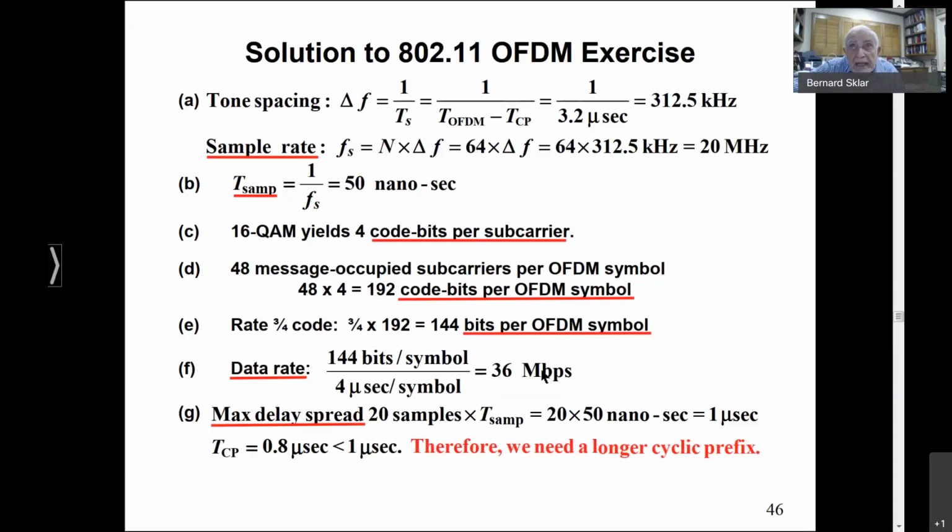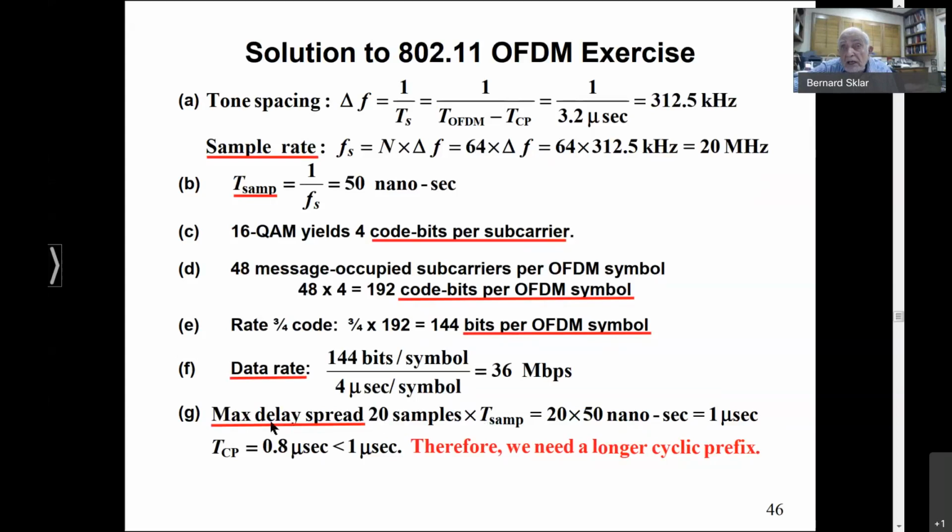And the last part said, well, the maximum delay spread, I wanted you to find out if our little cyclic prefix, remember what that cyclic prefix was given to you as, it's 8/10 of a microsecond, is good enough for what it's got to do on the job of taking care of what the spread is likely to be in the environment, in the channel. So I told you, given the 20 samples, and you know now the time of a sample is 50 nanoseconds, lo and behold, the maximum delay spread is 1 microsecond.